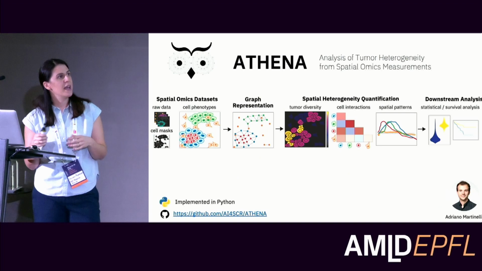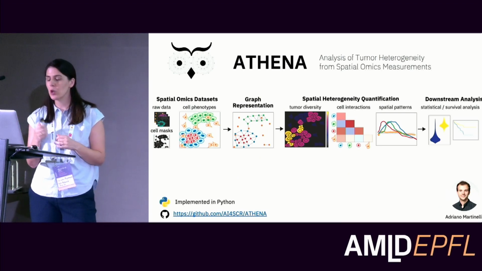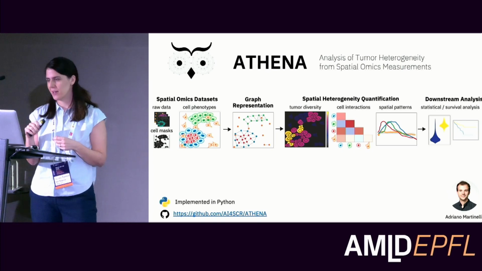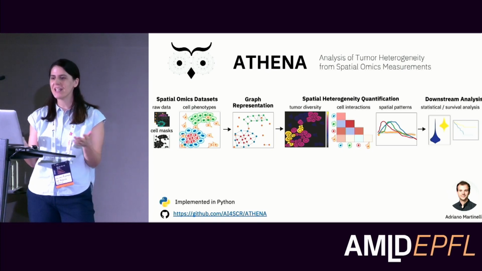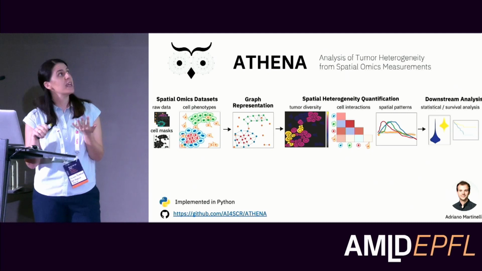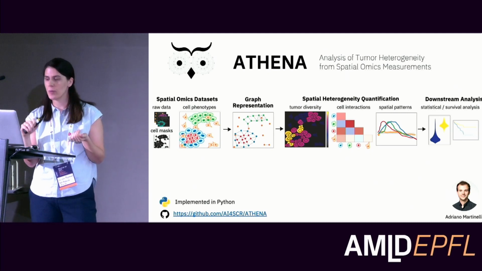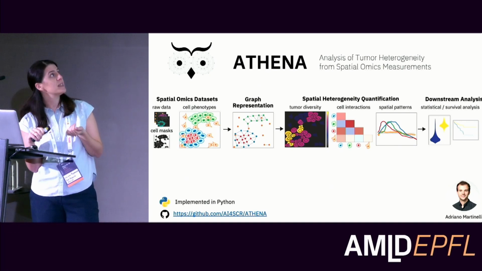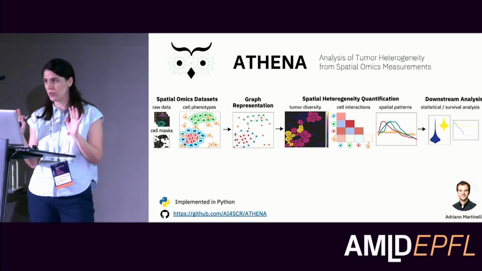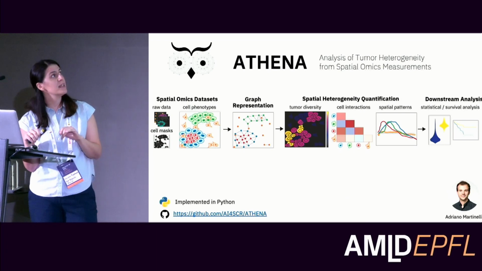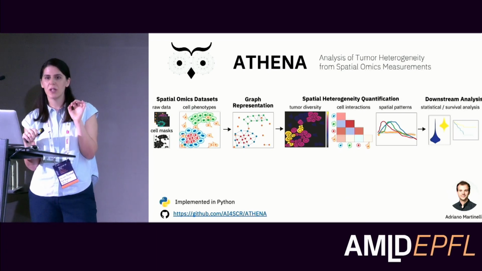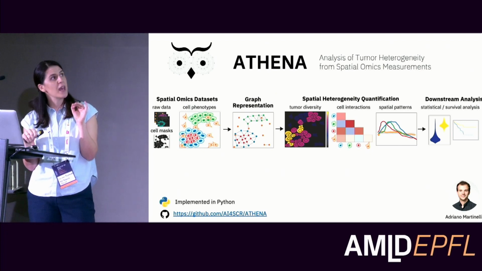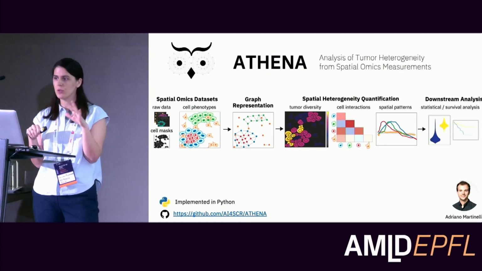So in the past year, we've been working on developing a framework to do exactly that, which we call Athena. I hope you like the logo. Essentially, Athena is a way that we ingest these spatial omics data sets. What we need for Athena to work is the raw multiplexed imaging data and the segmentation mask, so we don't do the segmentation ourselves. Then, given a phenotype for each single cell, Athena first creates a graph representation of the tissue, and then quantifies spatial heterogeneity with a number of different scores.